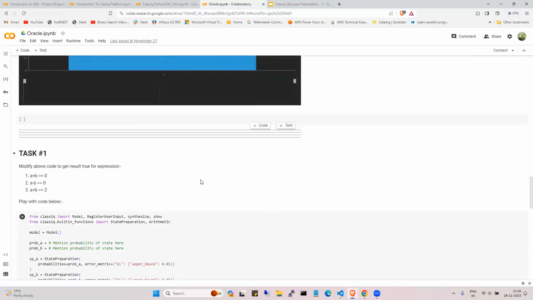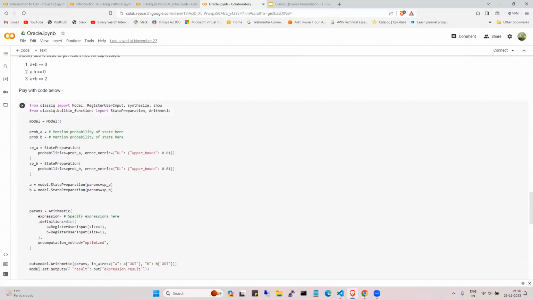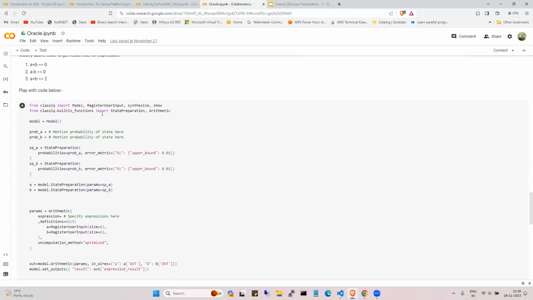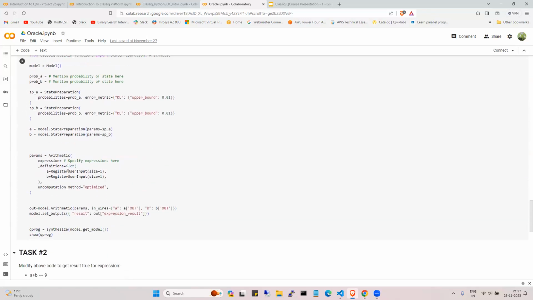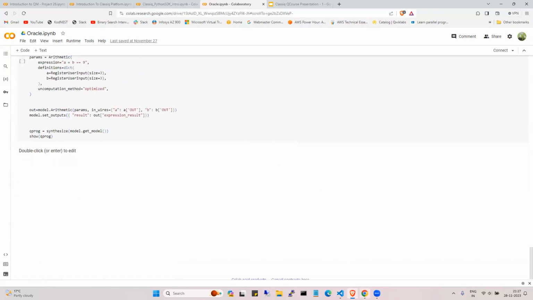And at the end, I had a task related to Oracle. Here I have this code, and these are expressions. People are expected to modify the code so that it satisfies these expressions, and similar to this is another task which I had added.